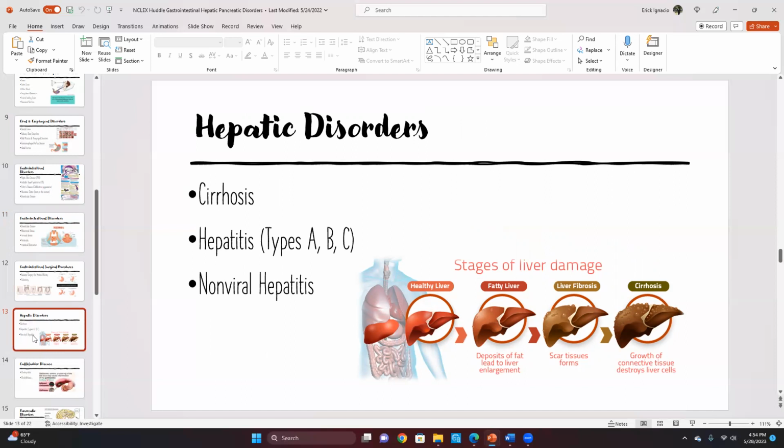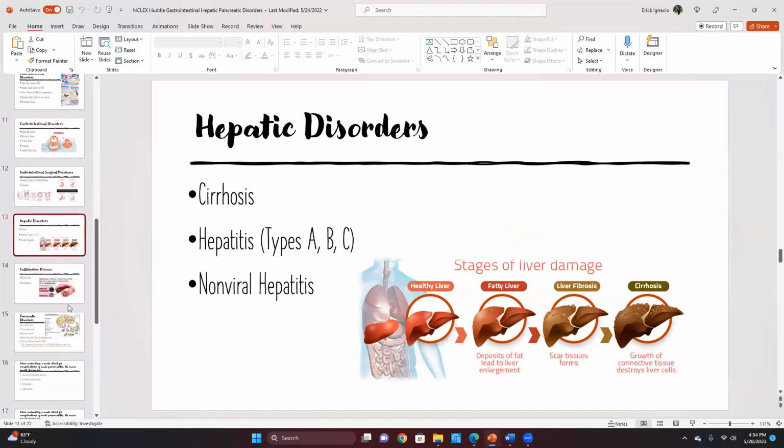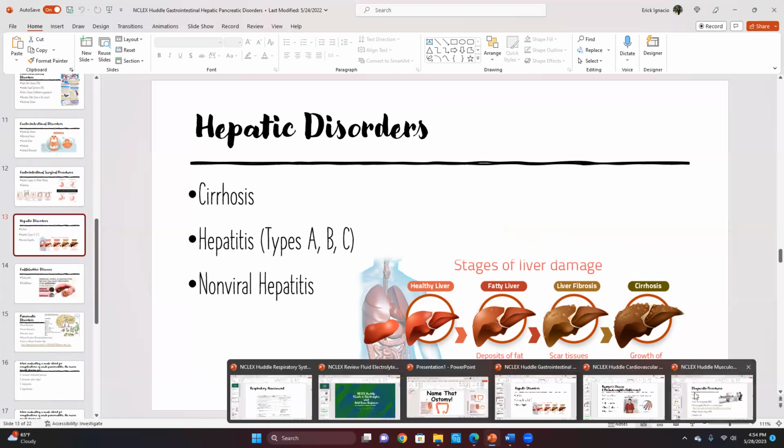So remember the mode of transmission. How does the patient get the different types of hepatitis? That's going to be important. Also, when we think about pancreatic disorder, know the difference between acute pancreatitis and chronic pancreatitis. One is NPO, one is sprinkling enzymes on food. Those are all important things to know when we think about gastrointestinal.